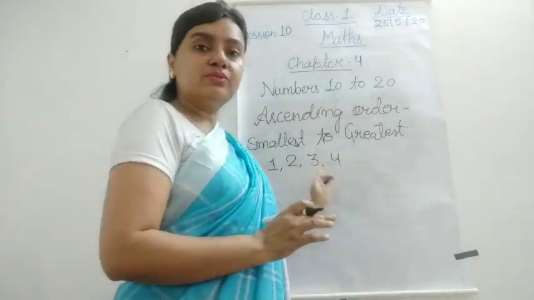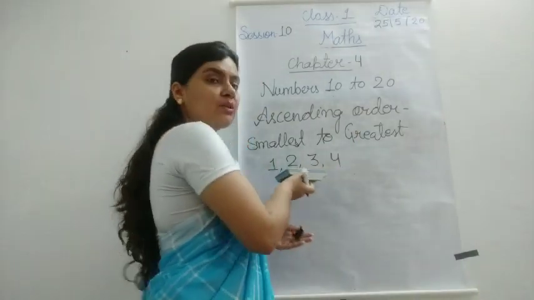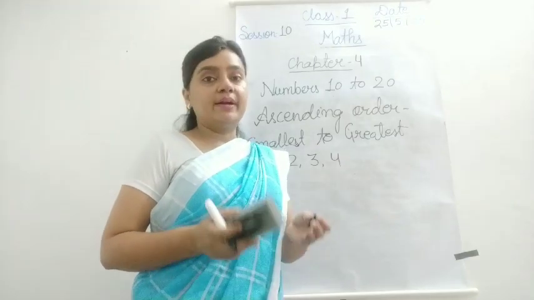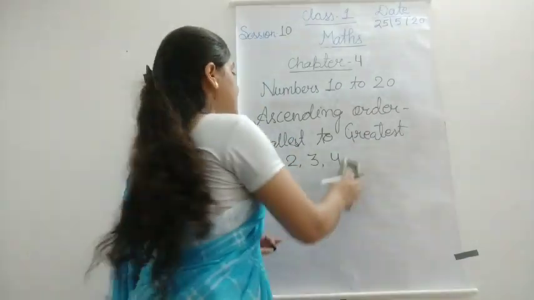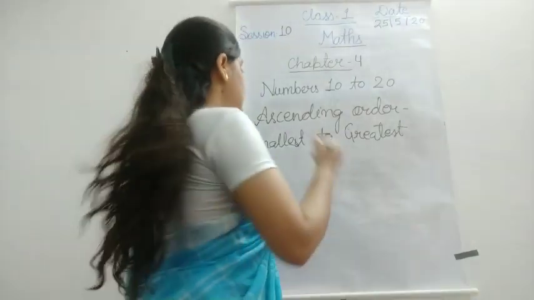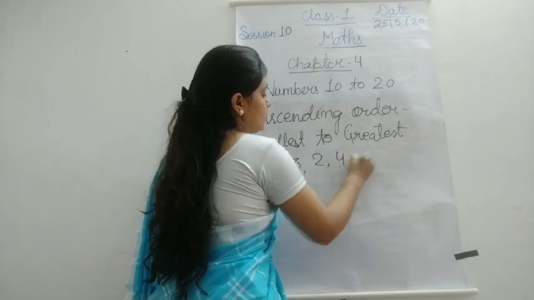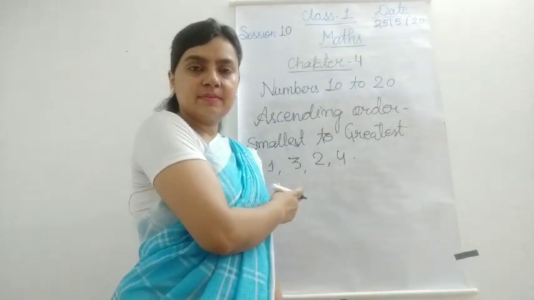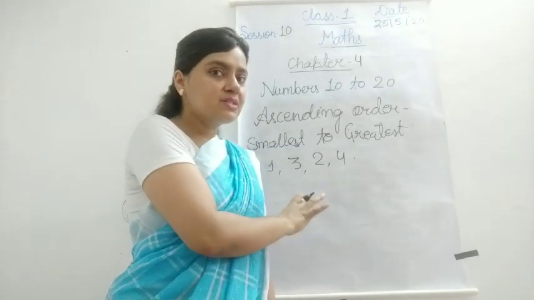Here 1, 2, 3, 4 is in ascending order. You all know the counting, no? 1, 2, 3, 4, 5, 6, 7, 8. But suppose you write down 1, 3, 2, 4. Is it the correct sequence? No, this one is wrong, no?